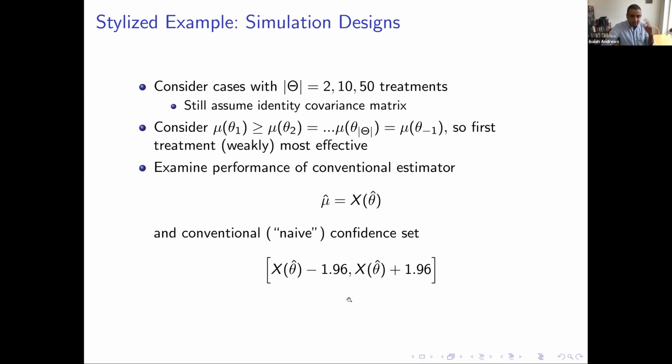To see the extent to which this is a problem numerically, let's think about a generalization of the toy example with 2, 10, and 50 treatments, where for simplicity, I'm still going to assume an identity variance covariance matrix. Let's further suppose that the first treatment is weakly more effective than the second, while all the remaining treatments are equally effective. So here we're in a world where the first treatment is weakly most effective, everything else is the same. In this setting, let's think about the performance of the conventional estimator, just the sample average outcome for the recommended treatment, and the conventional, or more pejoratively naive, confidence set that just takes the conventional estimator, adds and subtracts 1.96 standard errors.